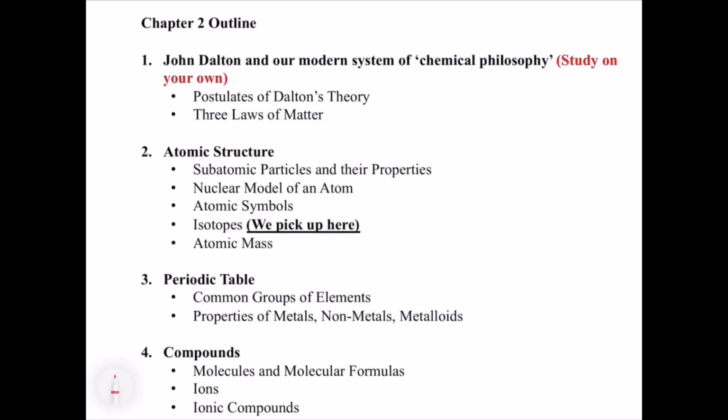And then there are several things in atomic structure that we're not going to cover. We do pick up with atomic symbols, starting right here at atomic symbols, and then we go from there. We don't really go through the whole history of how the electron, proton, and neutron were discovered. You should read that on your own and understand it for the exam. We're going to pick up with the more practical aspects of that.